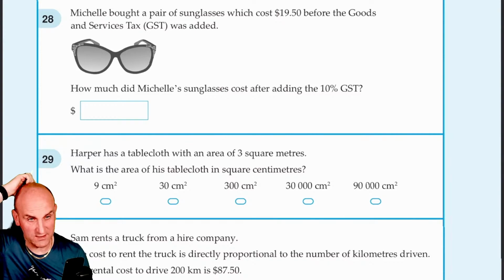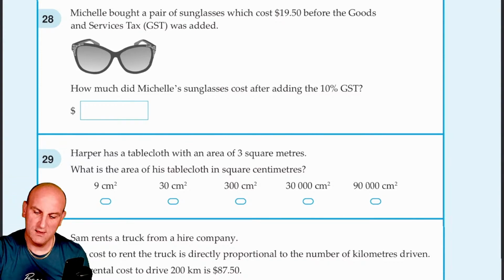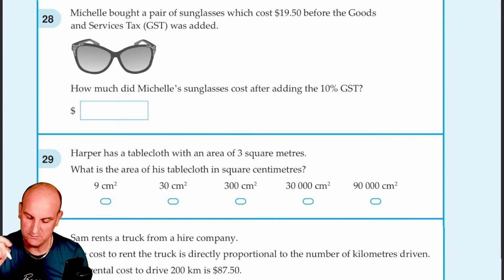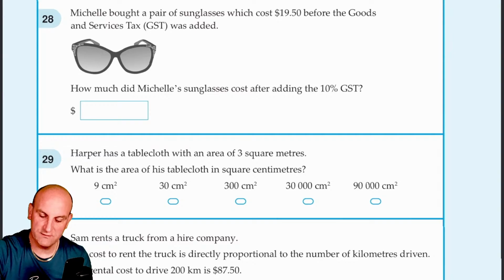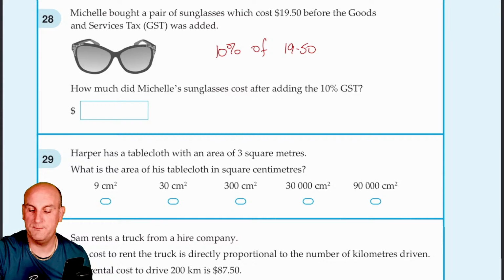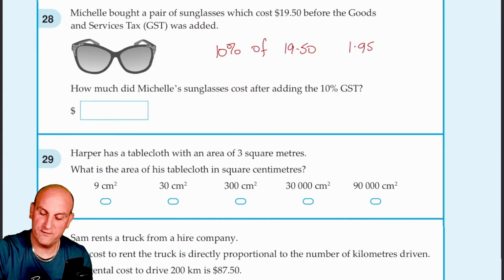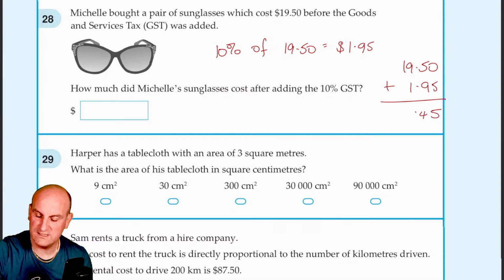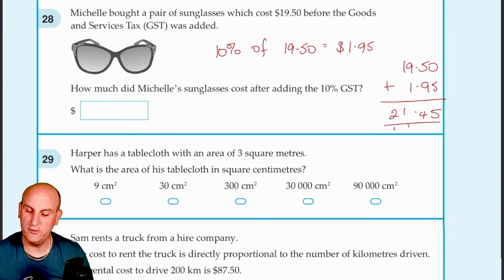Michelle bought a pair of sunglasses, which cost $19.50 before the GST was added. How much do Michelle's sunglasses cost after adding 10% GST? So the first thing I'm going to do is add on 10% of $19.50, and the best way to do that is basically divide by 10, which is going to give me $1.95. So there's my GST, and so then I would be doing $19.50 plus $1.95. That's 5, 14, carry the 1, 10, 11, carry the 1, gives me $21.45.